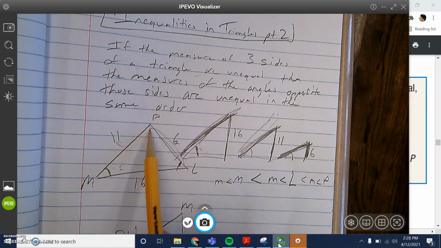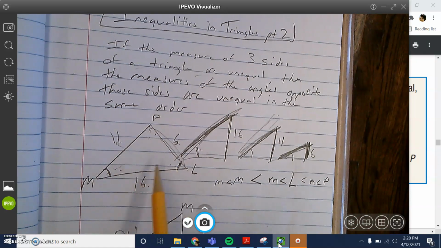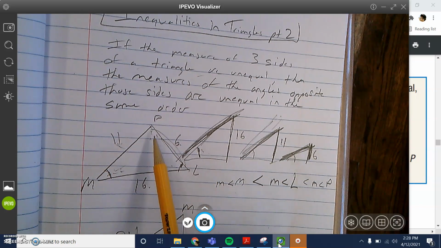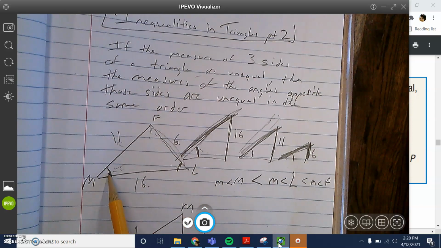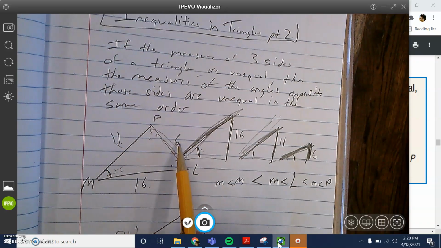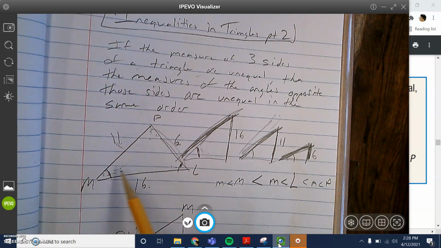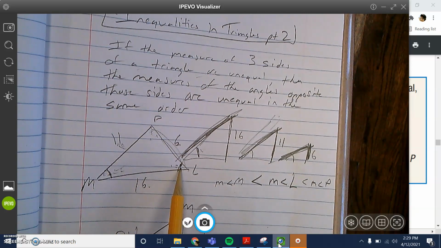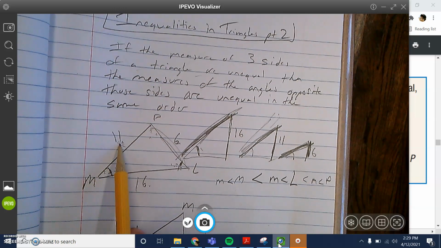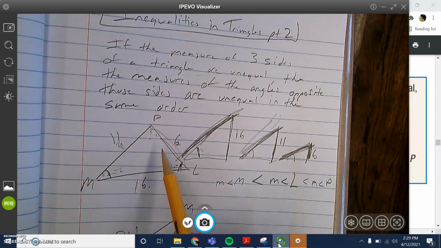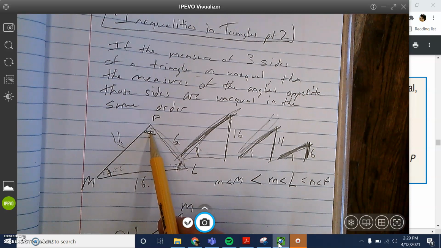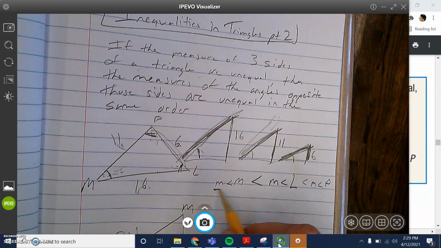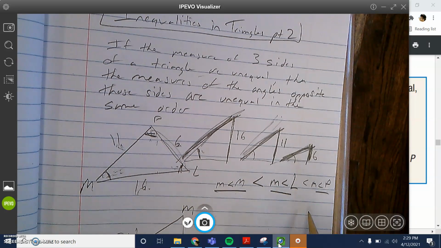So what we know is we don't know what these angles are, whether this is 30, 60, 90, or 51, and something else, who knows what it is. But we do know that angle M is the smallest angle, because it's opposite the smallest side. We know that angle L is the second smallest angle, because it's opposite the second smallest side, or second biggest side, whatever you want to say. And then angle P is the greatest angle because it's opposite the biggest side. That's what we learned: the measure of angle M, the measure of angle L, and the measure of angle P.